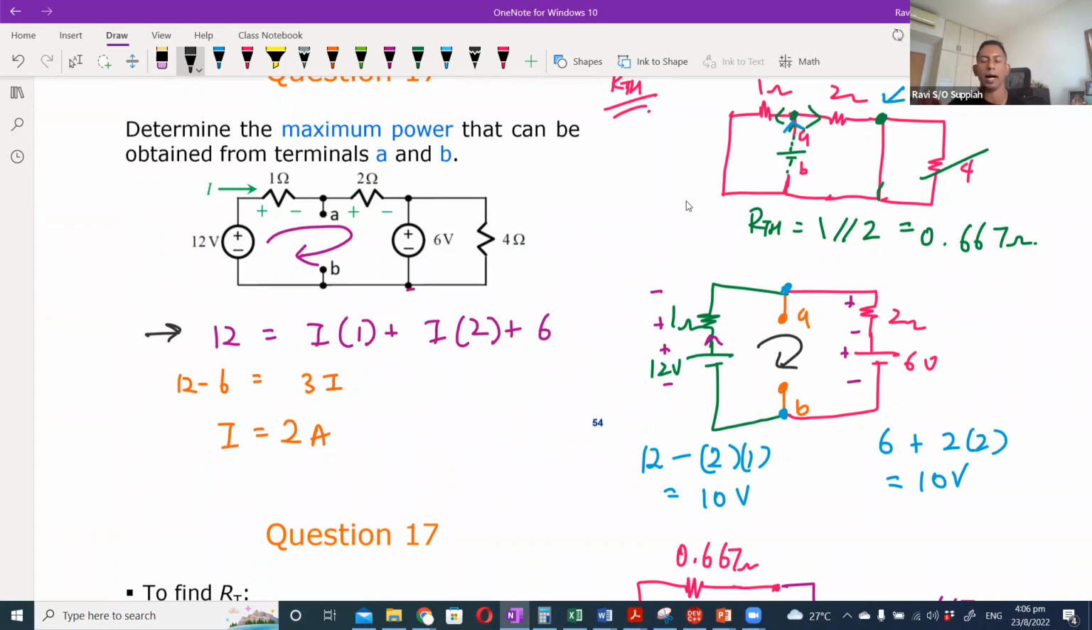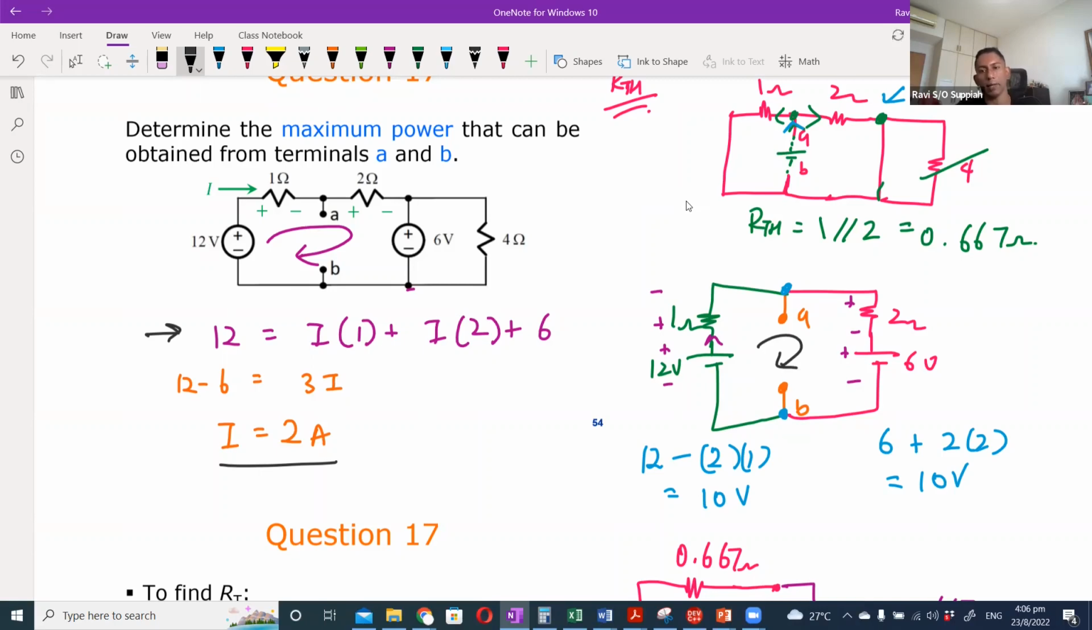That means I assume clockwise, so 12 volt is positive. As this is the direction of my loop, and since I'm assuming the current is flowing in a clockwise direction, the 1 ohm, 2 ohm, and 6 volts are all in the opposite direction of my current flow. So they are on the other side of the equation. With that, I can solve for I. Once I solve for I, I know the current that is flowing in this loop. Then I can calculate the voltage either on the left-hand side branch or the right-hand side branch.